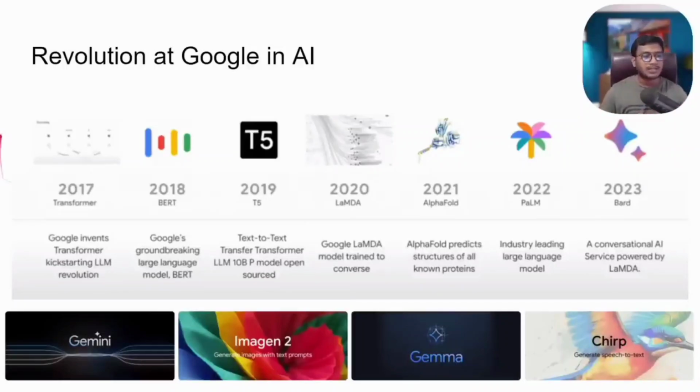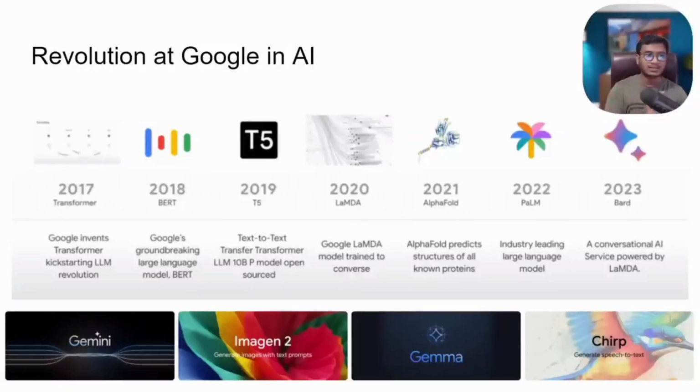Then after that, in 2018, they came up with another model called BERT, B-E-R-T. So this is one of the language models they brought. Then they brought the T5 model. Then slightly later in 2020, they brought one large language model called LaMDA. So LaMDA was an amazing model in the field of large language models. Then in 2021, they published the AlphaFold model. Then in 2022, the PaLM model. And in 2023, they introduced something called the Bard model, B-A-R-D.